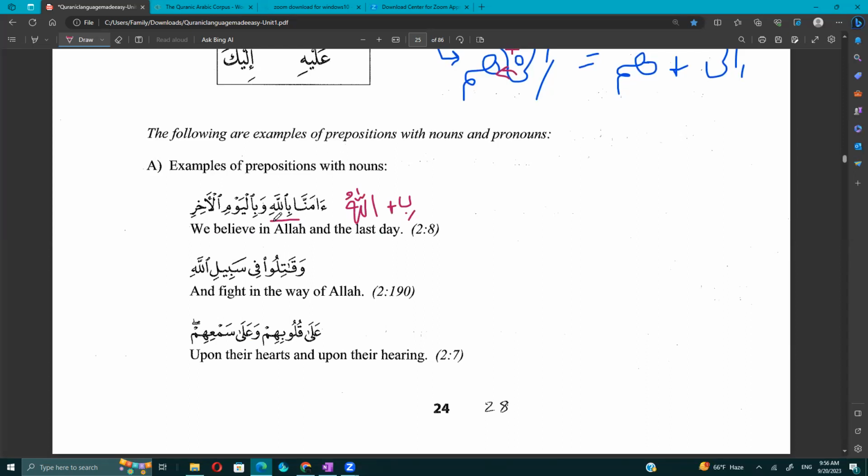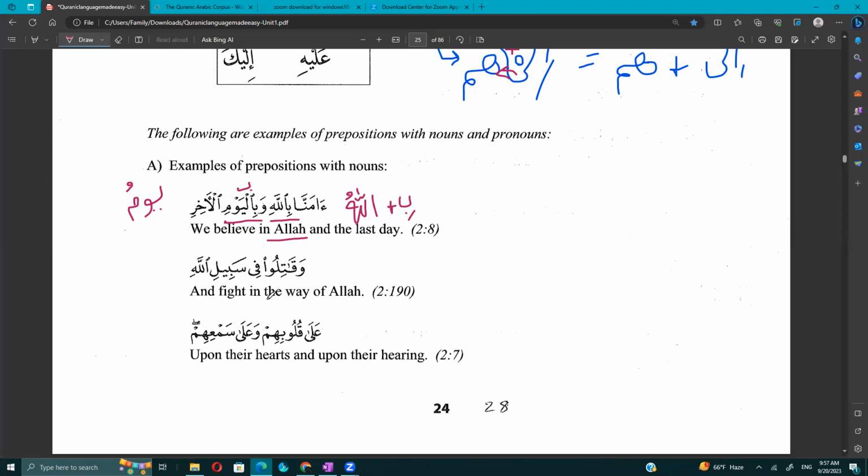Any other? Bil yawmi. Very good, mashallah. Bil yawmi, right? What was the word yawmi before? It was yawmu, because by default all the Arabic letters will have a dhamma. It was yawmu. Because of the word bi, it became bil yawmi. And billahi is in Allah, and bil yawmi is in the last day. Okay, everyone.